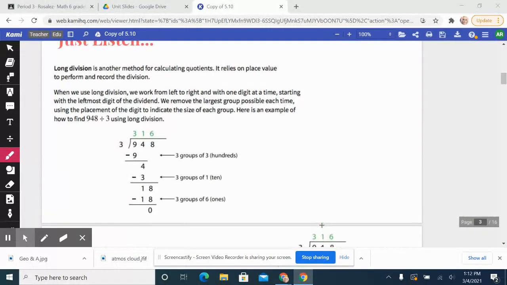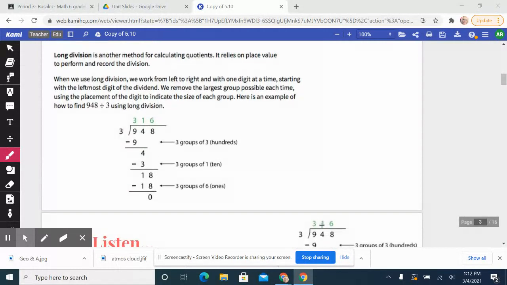Okay, so it says just listen. Long division is another method for calculating quotients. It relies on place value to perform and record division. Place value is going to be key. This is why I've been trying to make you understand it this whole time. When we use long division, we work from left to right. That's important to know. And we work with one digit at a time. That's the harder part for kids to understand. You just need to take it step by step and work it out.